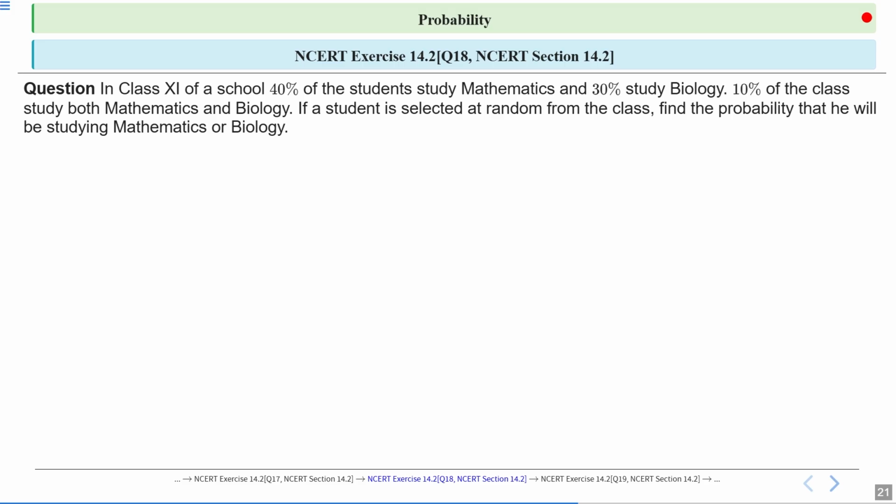Okay, so first note the information here. In class 11 of a school, 40% study mathematics. Okay, 30% study biology, 10% study both mathematics and biology. Okay, and then you have to find probability of studying mathematics or biology. So first of all, try it yourself. You have 40 seconds to try to solve this question, and then we will provide the solution.